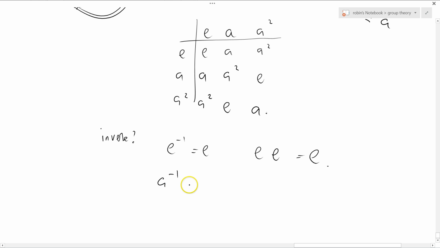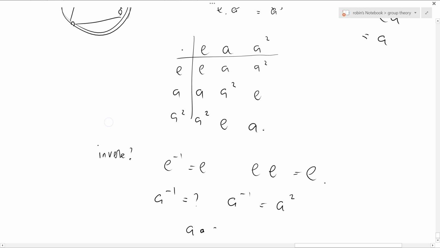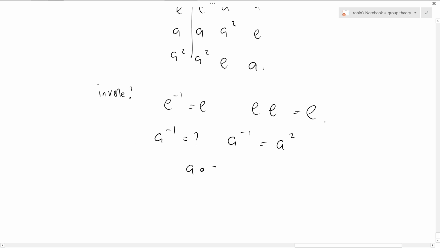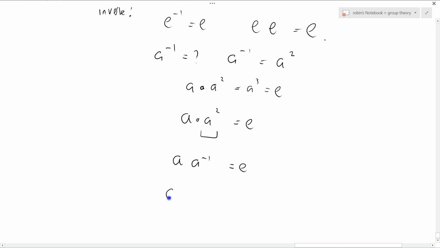What about A to the minus 1? Well, A to the minus 1 equals A squared because, I guess I could use this little circle as a symbol, I'll maybe put that in there as well, A circle A squared equals A cubed, which equals E. So A combined with A squared equals E. So that tells me that this is the inverse of A, because by definition A times A minus 1 equals E, and of course we've got A squared there. So that tells me that A minus 1 equals A squared, because these two elements coincide.